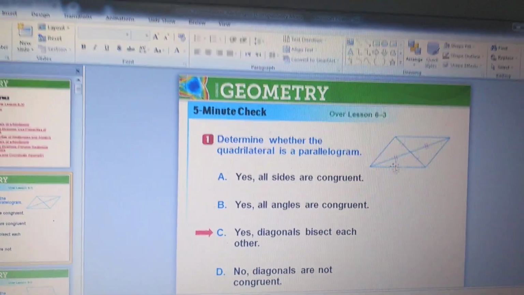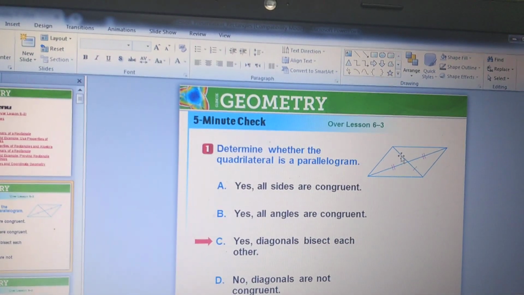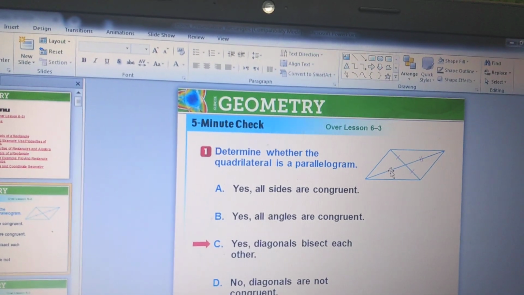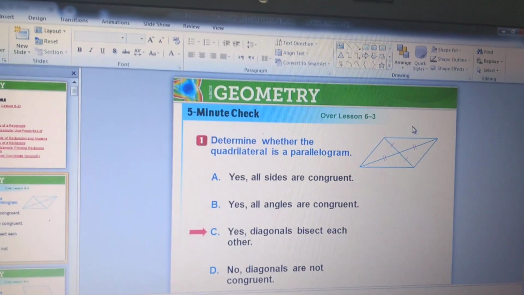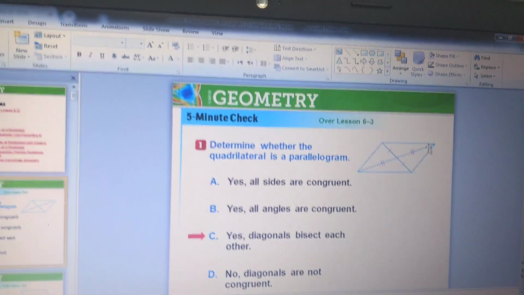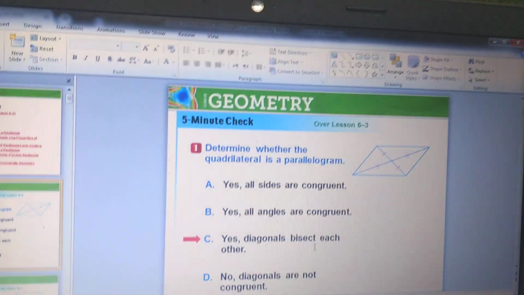As you notice here, the diagonals bisect each other. This part equals this part, and this part equals this part. This means this quadrilateral is a parallelogram, and the reason is that the diagonals bisect each other. Yes, diagonals bisect each other.